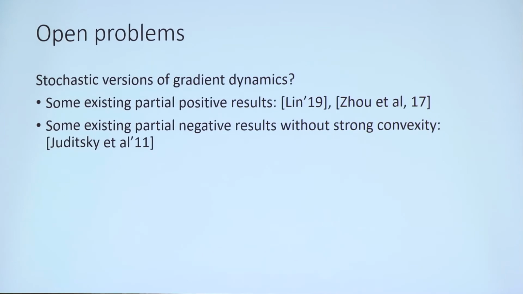There are some existing partial positive results, but also some existing negative ones. A lot of the positive results really require a very strong assumption of strong convexity and strong concavity of the loss function. And there are some partial negative results that say without strong convexity, maybe there's no hope for methods that we know work without the noise. For example, this paper by Juditsky, I believe, showed that the extra gradient method might not converge in terms of the last iterate when you have a stochastic version of it.